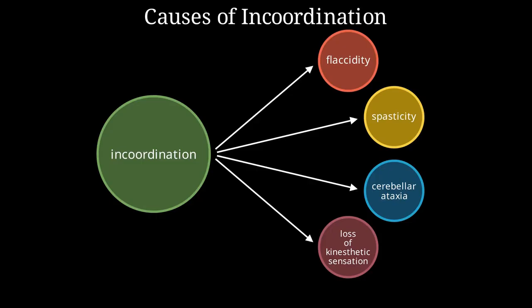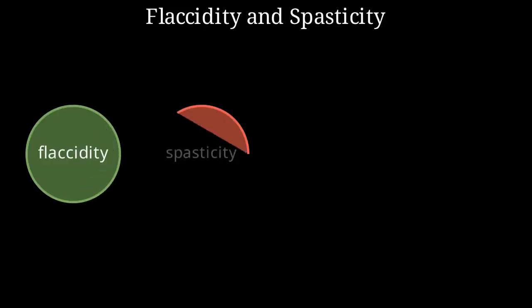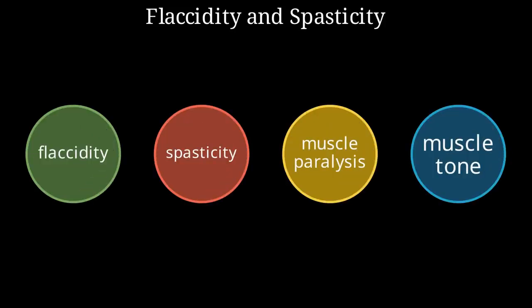Each cause affects muscle control and movement in different ways. Flaccidity results from lower motor neuron lesions, leading to muscle paralysis and weakness. Spasticity is caused by upper motor neuron lesions, resulting in increased muscle tone and abnormal, uncoordinated movements.